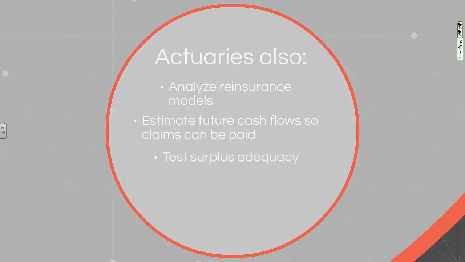They test surplus adequacy. We've talked already about the fact that insurance companies are required to carry a certain amount of surplus, and that surplus is an indication of the insurer's capacity to write more insurance business. Actuaries have the responsibility of making sure that surplus is adequate. Additionally, actuaries are responsible to submit financial information to regulators through Schedule P of the insurer's statutory financial statements. Schedule P is also known as the loss triangles.